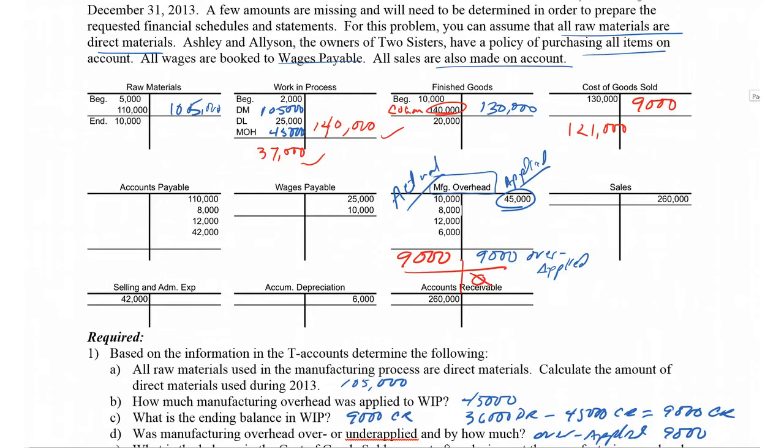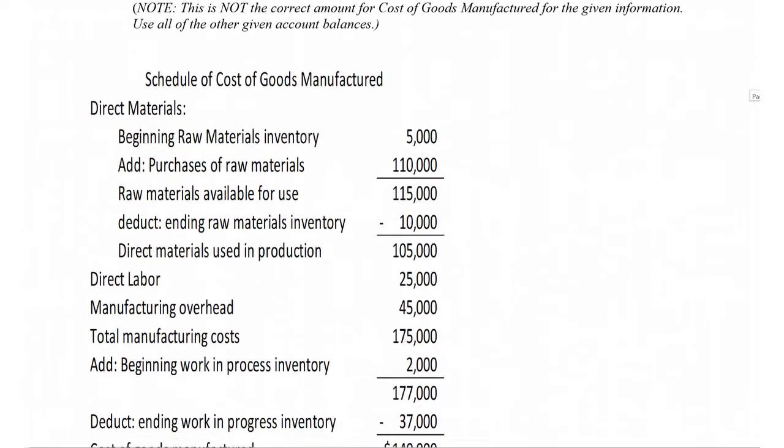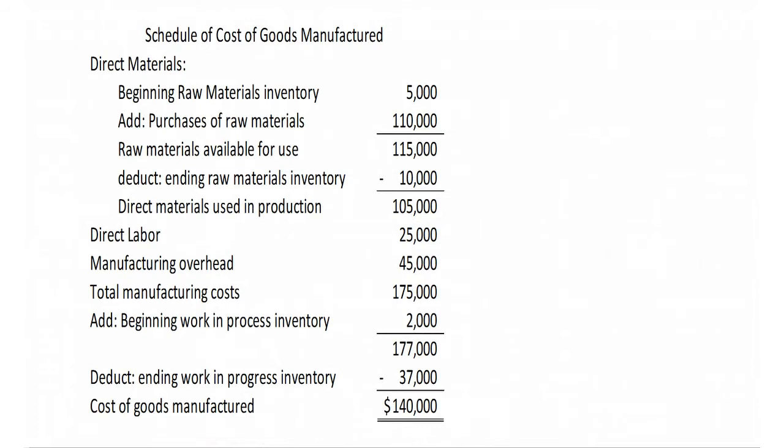So let's just go through and show you where that goes. By the way, this is the schedule of cost of goods manufactured. This format, all I did was copy and paste it out of the homework you submitted in Chapter 2. So this is the exact identical format you did in Chapter 2.